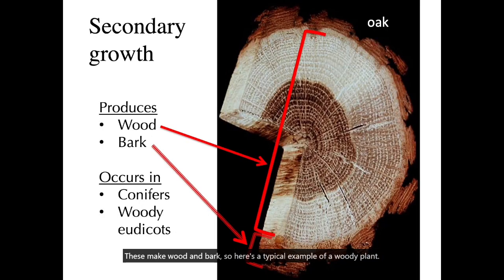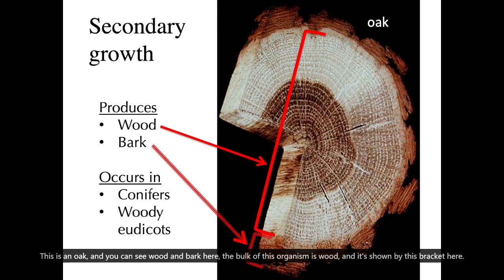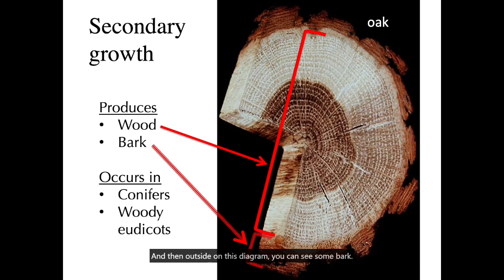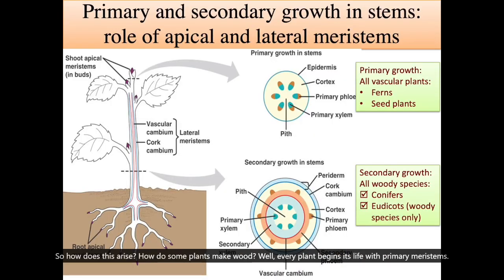So here's a typical example of a woody plant. This is an oak, and you can see wood and bark here. The bulk of this organism is wood, and it's shown by this bracket here. And then outside on this diagram, you can see some bark. So how does this arise? How do some plants make wood?